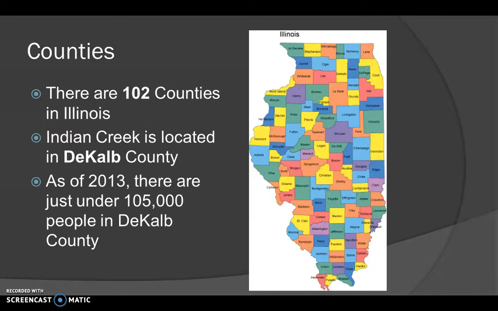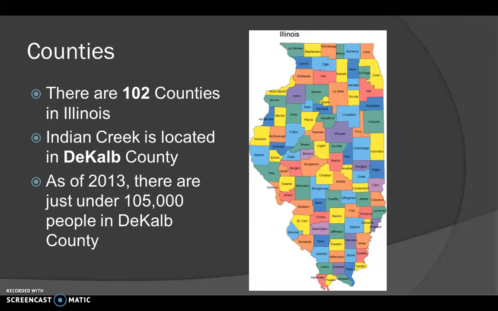As you should already know, Illinois is broken up into 102 counties. Indian Creek is located in DeKalb County. As of 2013, there are just under 105,000 people in DeKalb County.